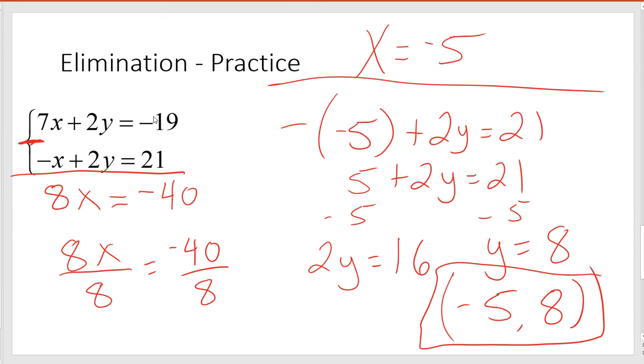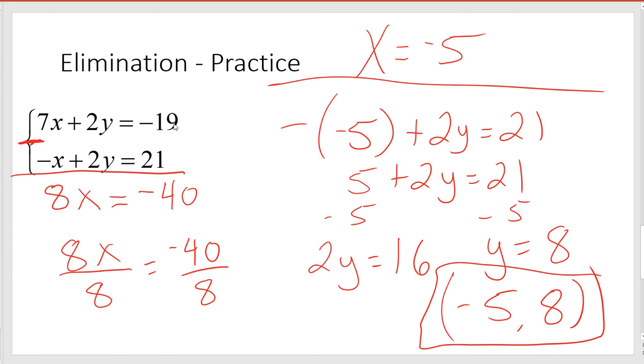All right, so here's the solution. 7x plus 2y equals negative 19. Negative x plus 2y equals 21. I've got a positive 2y and a positive 2y. So I can subtract and eliminate my y terms. So 7x minus negative x, that is 8x.